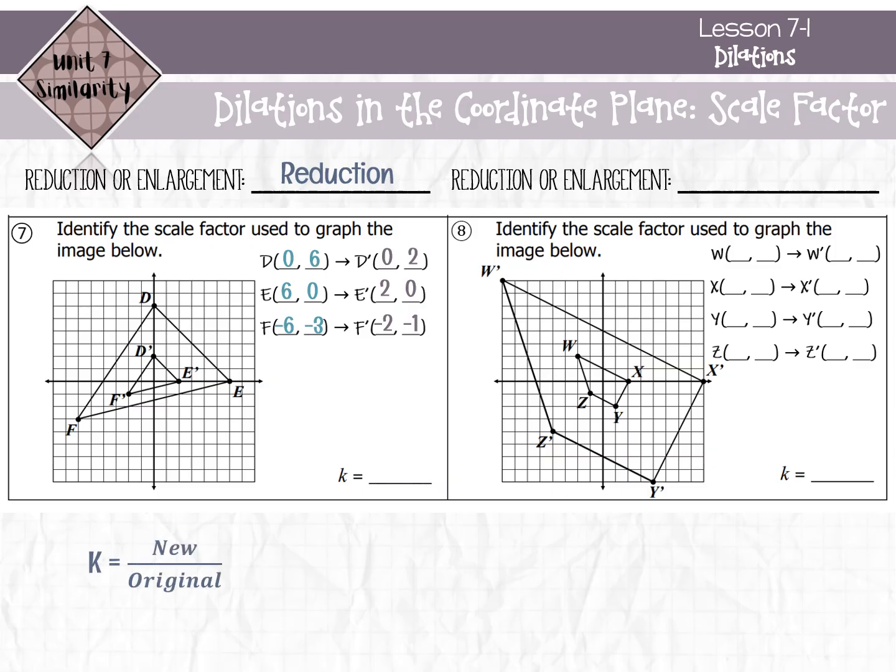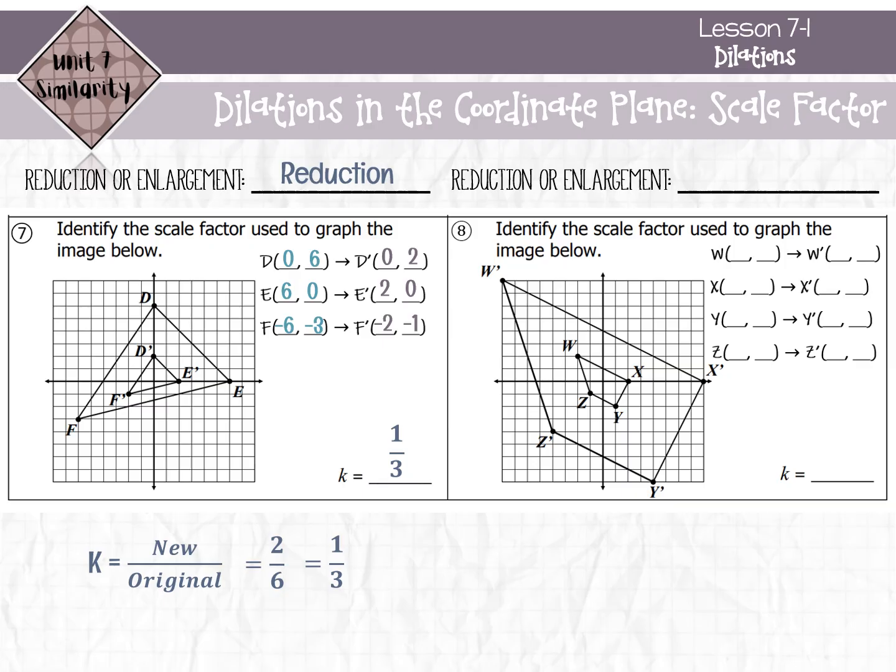So to get our scale factor, we need the ratio of new to original. And we can take any pair of x and y. I use that first point, the y values. The x's aren't going to do anything because they're 0. So 2 divided by 6 reduces to 1/3. That's our k value.